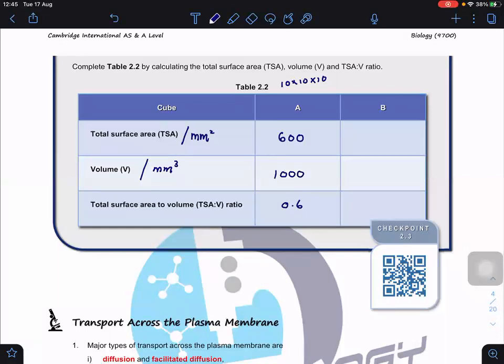Now, how about B? B is 5 by 5 by 5. So 5 times 5 is 25, multiplied by 6, so it's 150 millimeter square for the surface area. Volume is 5 by 5 by 5, so 125. So 150 divided by 125 is 1.2.